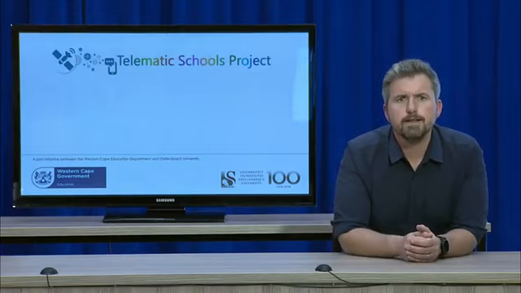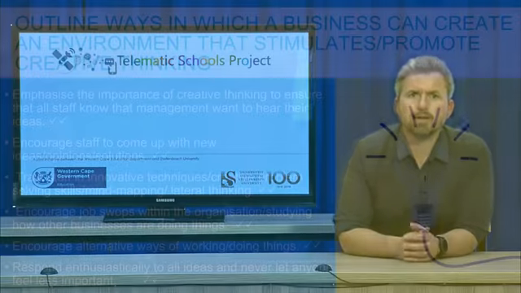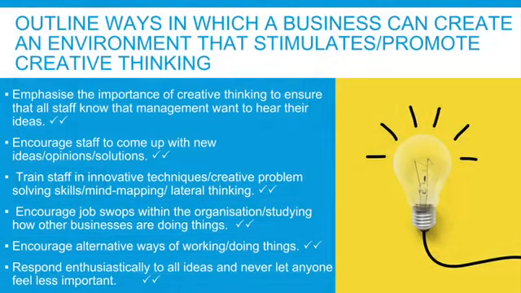All right. The next section, we're going to be looking at outlining ways in which a business can create an environment that stimulates or promotes creative thinking. All right, so that's the type of question that you could come across. And again, looking at what Mr. de Klerk had said earlier, use the mark allocation to guide you as to how much information you give.